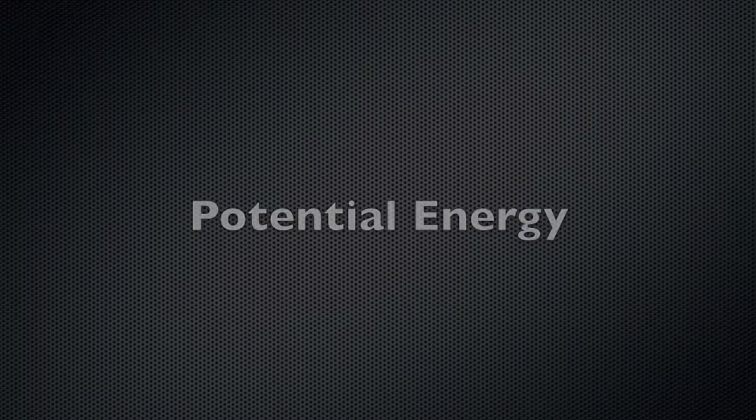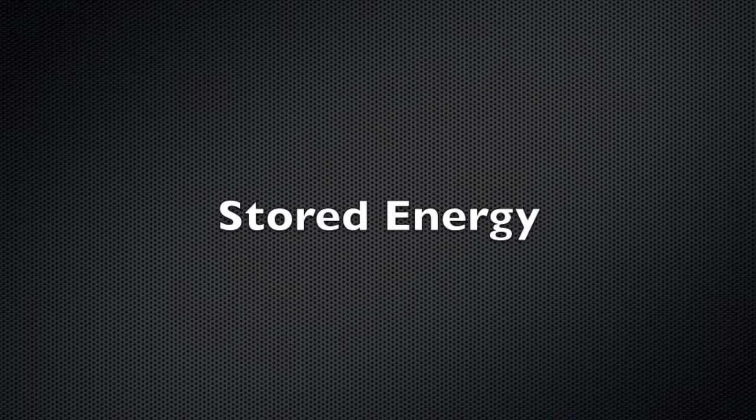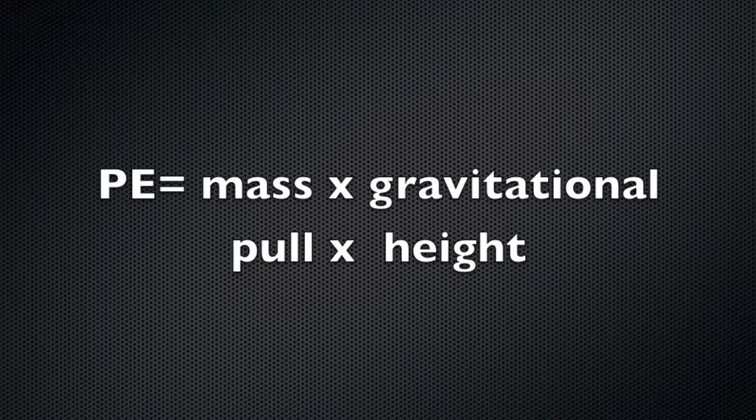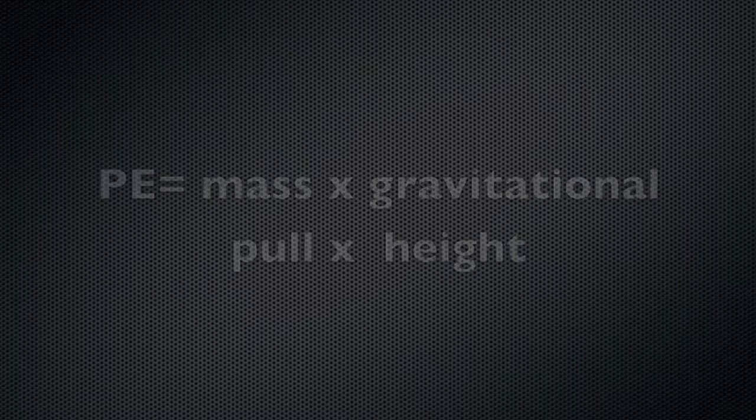Potential energy is stored energy, such as when you pull back a bow. The formula for potential energy is mgh, saying mass times gravitational pull times height from which you dropped it.